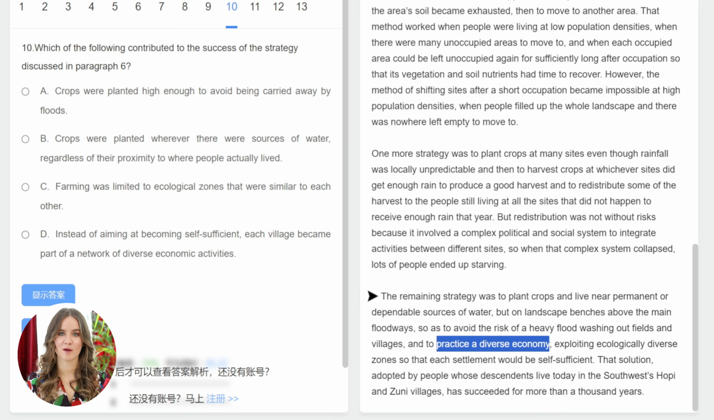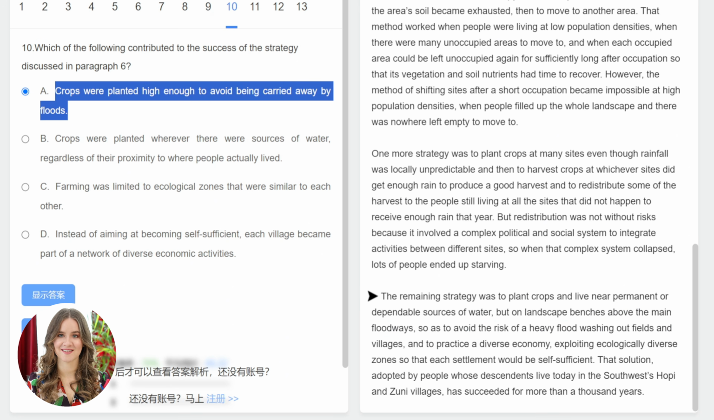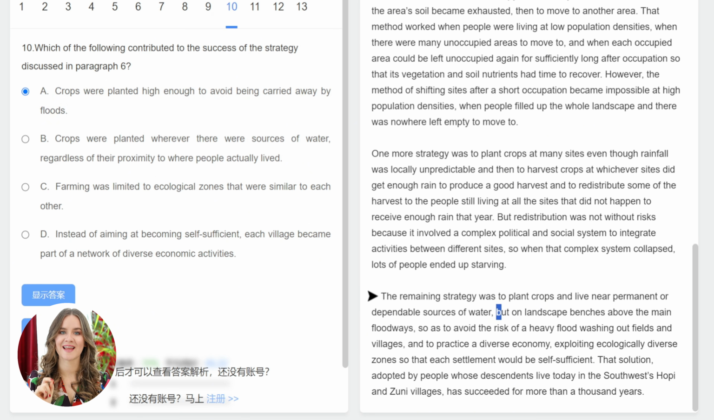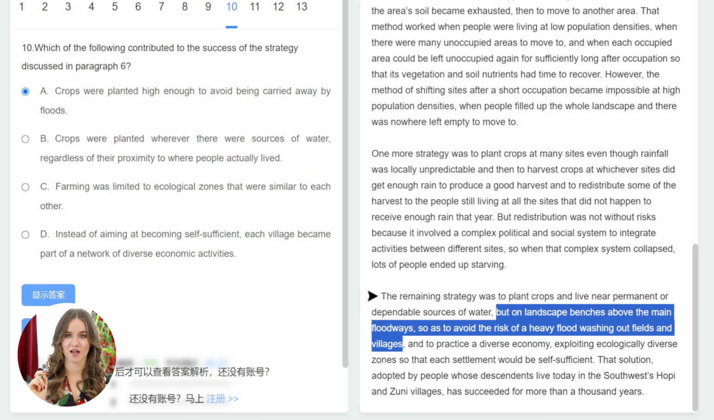Now let's look at the answer options. Crops were planted high enough to avoid being carried away by floods. The text says, "but on landscape benches above the main floodways, so as to avoid the risk of a heavy flood washing out fields and villages." So option A is the correct answer. You can also read the rest of the options to double check that none of them work for this paragraph.